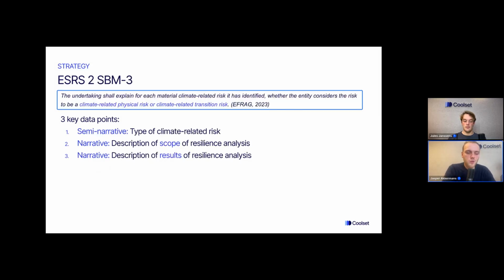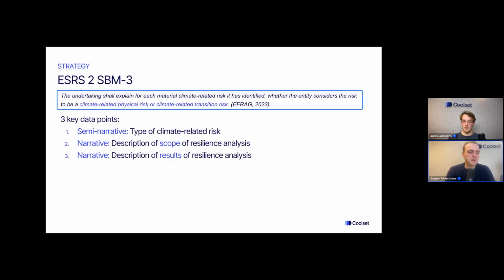Now we're going back to ESRS 2. So we're departing again from ESRS E1, but this is how the EFRAG has set it up. So this is one of the data points to consider. So it's ESRS 2 SBM 3. Here, the undertaking shall explain for each material climate-related risk it has identified whether the entity considers the risk to be a climate-related physical risk or climate-related transition risk.